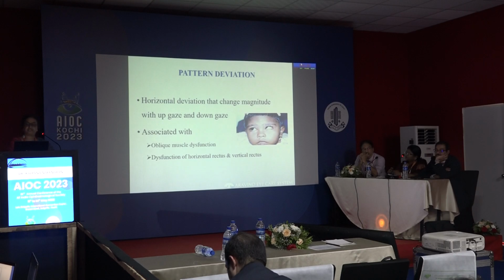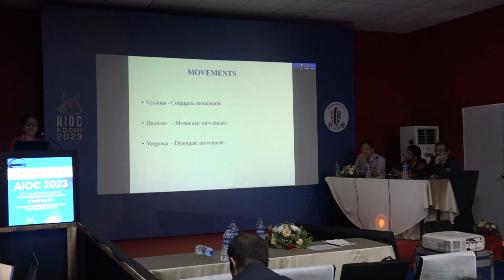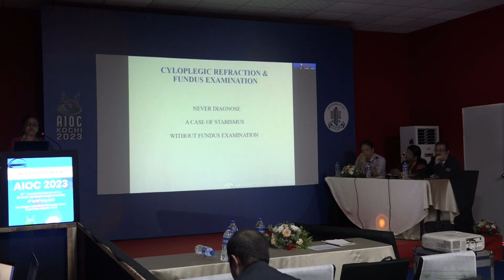You can see inferior oblique overaction here for A and V pattern. This is a boy with a V pattern deviation, because all this will help in good results post-surgically. And movements, you have the bilateral movements, versions or conjugate, the uniocular ductions, and the disjugate versions. Again, I'm not going into the details.